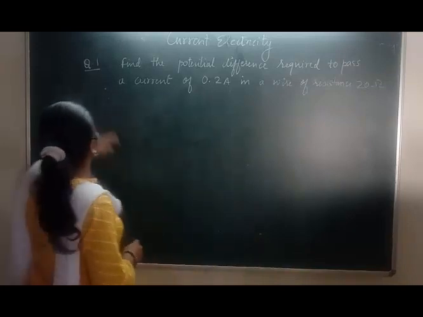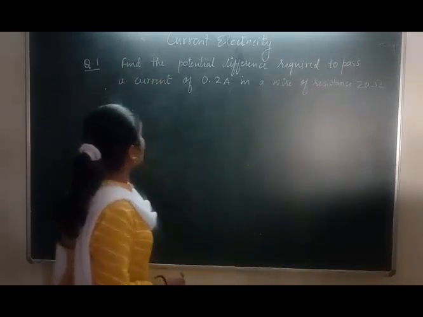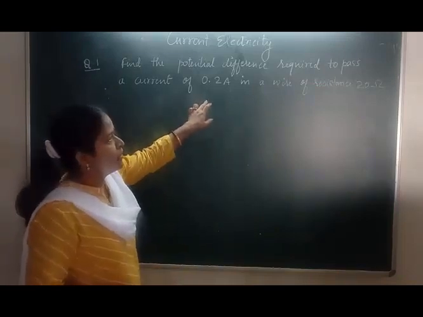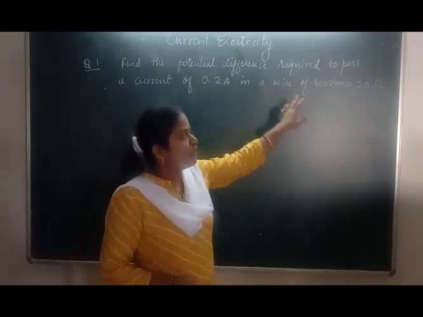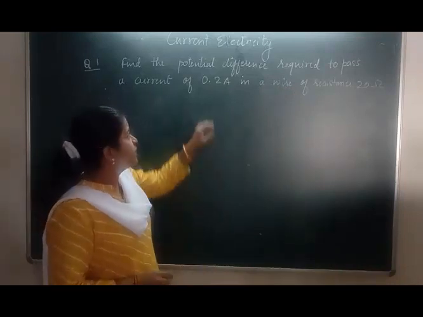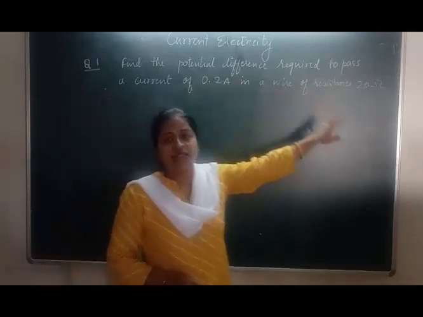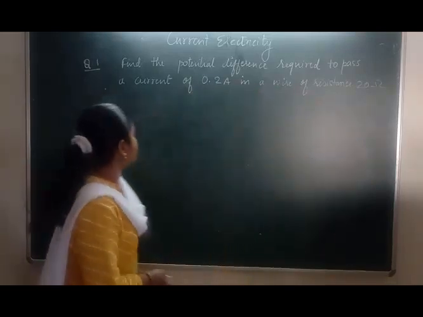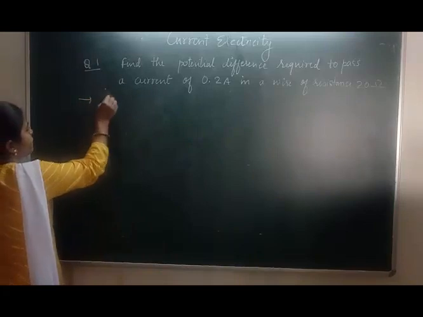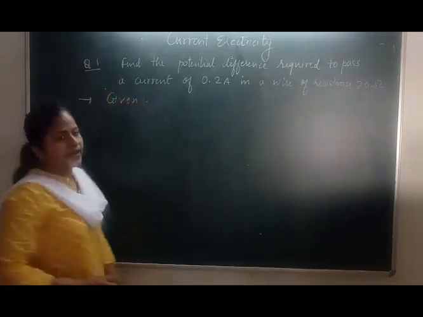Here is the question. Find the potential difference required to pass a current of 0.2 ampere in a wire of resistance 20 ohm. So children, here we are having a current is given and then the resistance is given to us. So just solve it. First of all, write down the given.